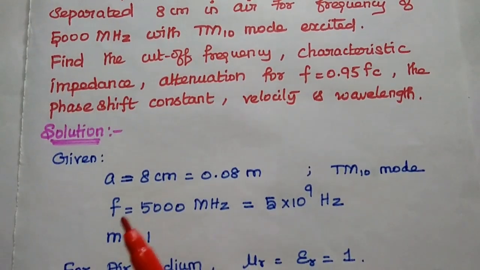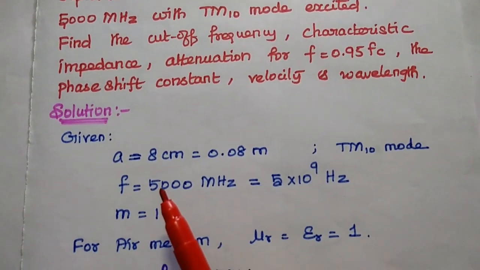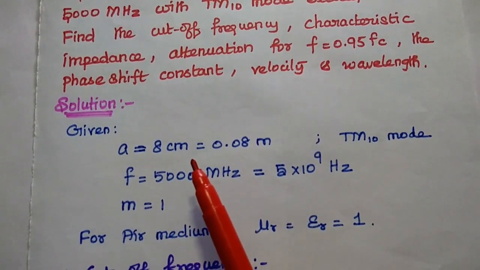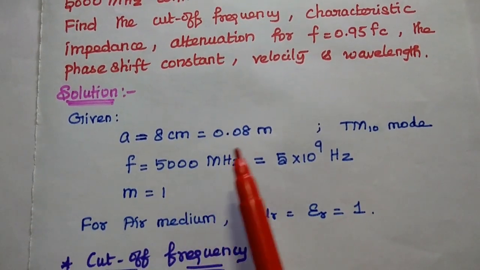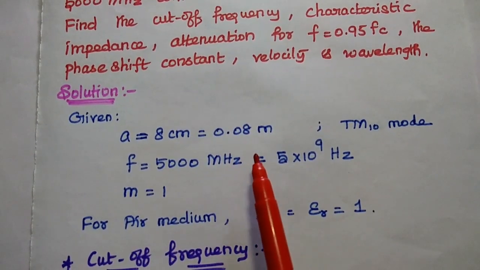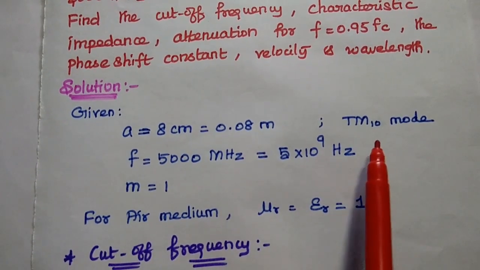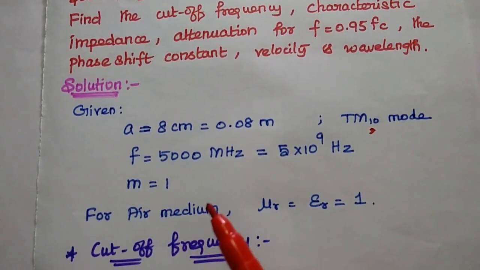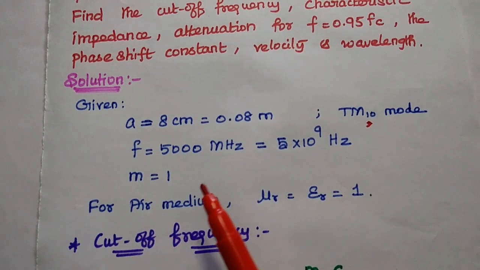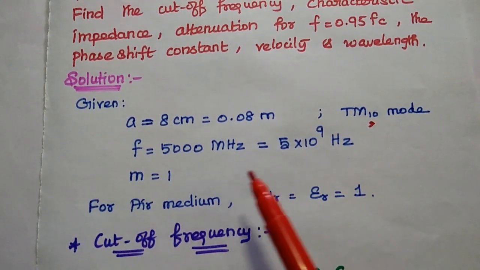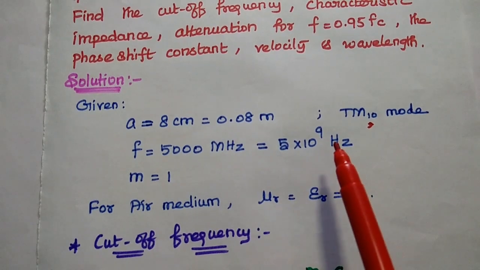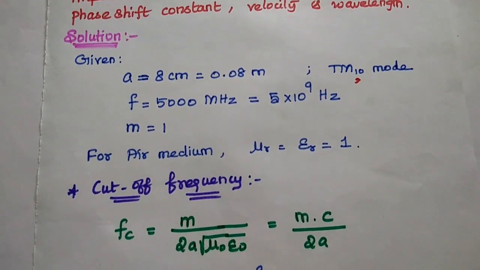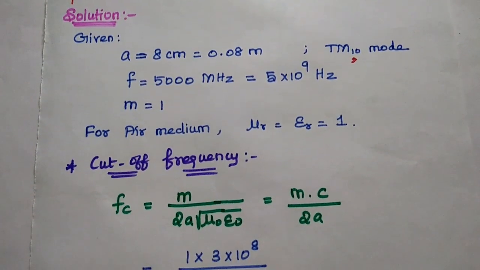In the solution part, first we write the given data. The separation between the parallel planes is 8 centimeter, which we convert into meter as 0.08 meter. The mode is TM10, from which we get the small m value as 1. The operating frequency is 5000 megahertz, which can be converted into 5 into 10 to the power 9 hertz. The medium is air, hence the mu r and epsilon r values are equal to 1.